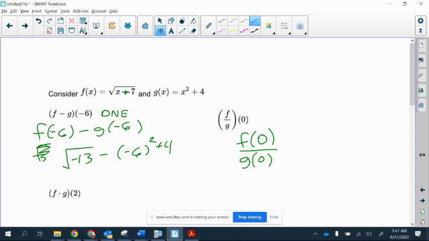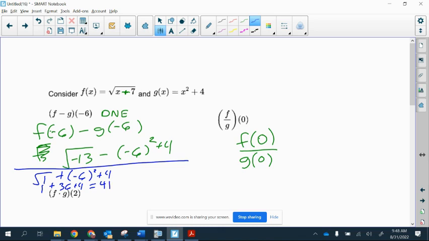I'm going to go back and I'm going to edit this to, if I had f of negative 6 now, it would be the square root of 1 plus negative 6 squared plus 4. So this would be 1 plus 36 plus 4, which would be 41. The does not exist happened when we had a square root of a negative.